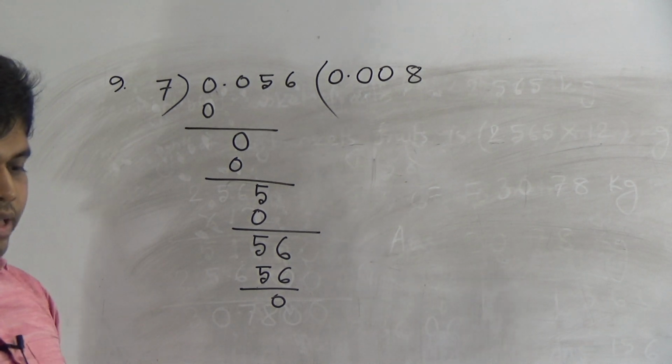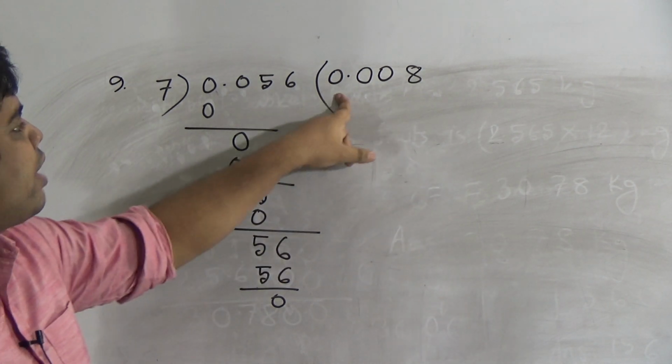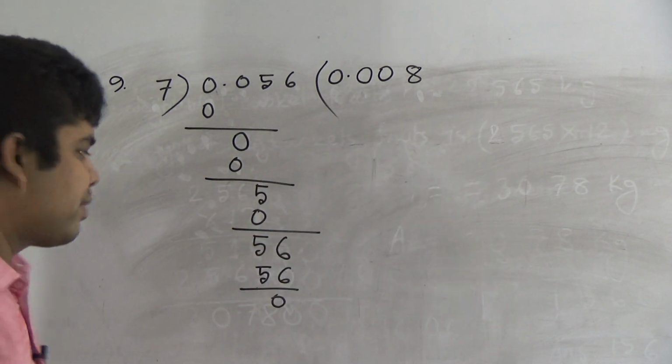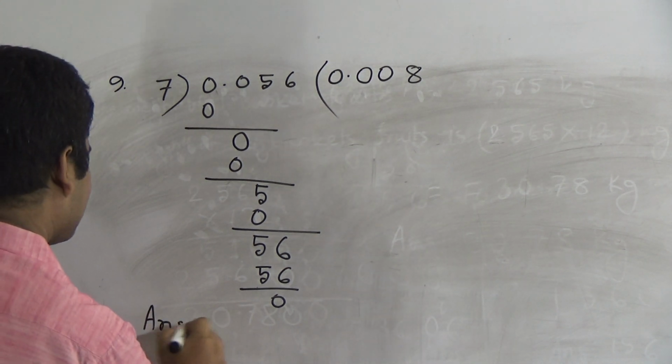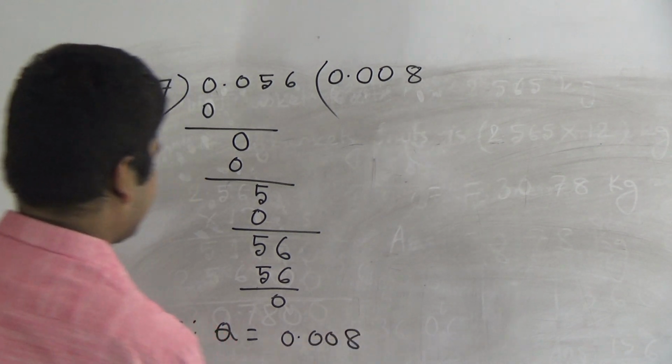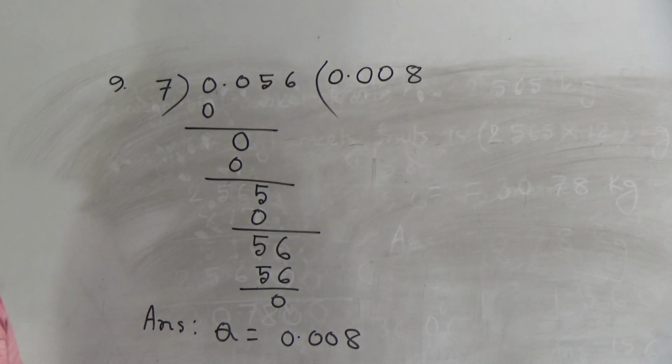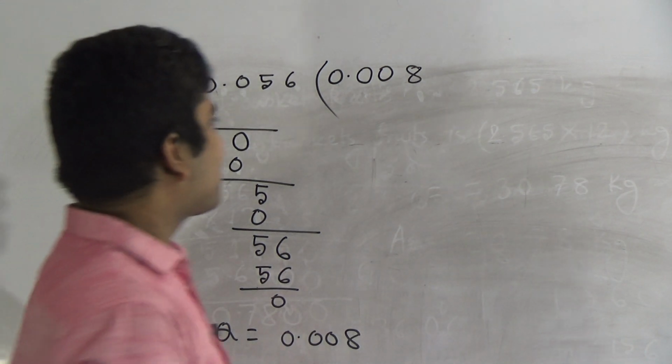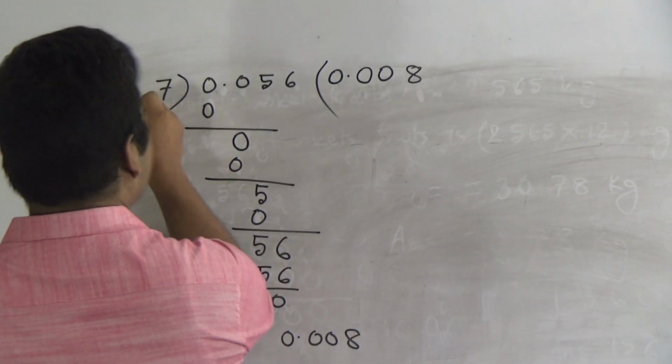So what will be the answer? The answer will be 0.008. Okay, so we write here the answer to the question, 0.008. I hope you have understood. And the remainder is 0, no need to write the remainder. Okay, so 9, 7 done.